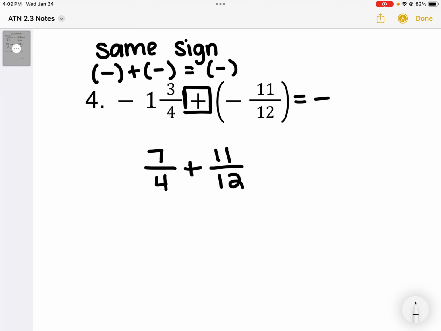Because I am adding fractions, I have to have a common denominator. I need to think of a multiple that 4 and 12 share. 12 is a multiple that 4 and 12 share. I can turn 4 into 12 by multiplying by 3. Because I did the bottom times 3, I also have to do the top times 3. 7 over 4 now turns into 21 over 12.